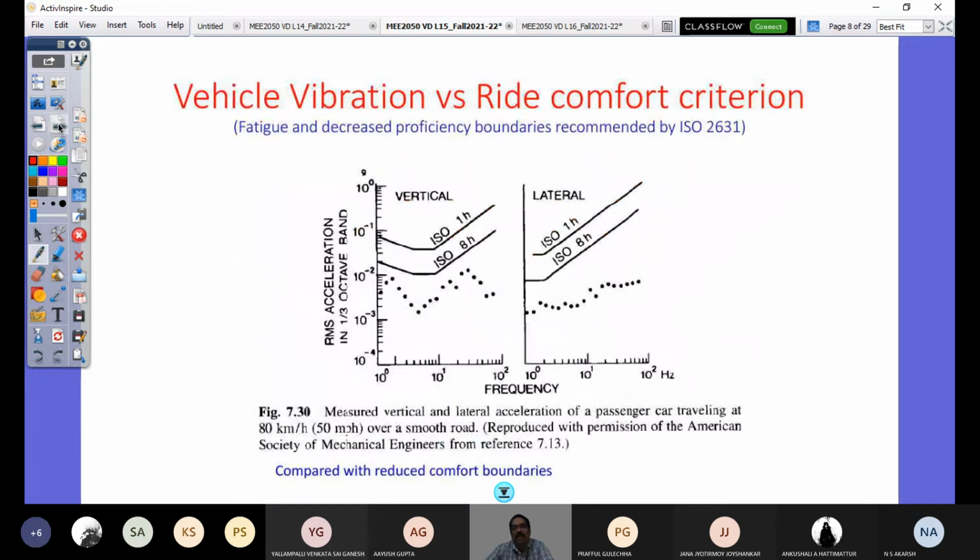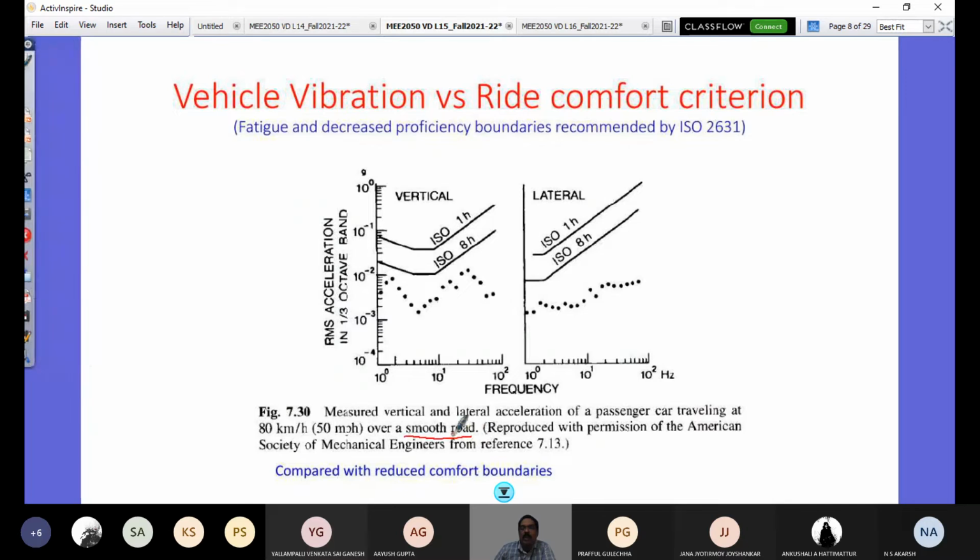And you see here is a case study of a vehicle ridden at 80 kilometers per hour on a smooth road. So you say, then what is a smooth road? How do you define a smooth road? We are going to look at that in today's class.